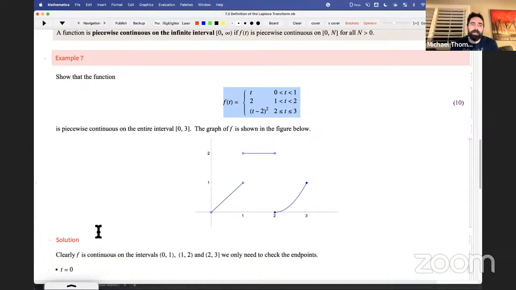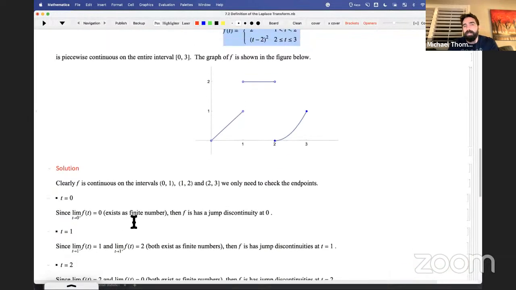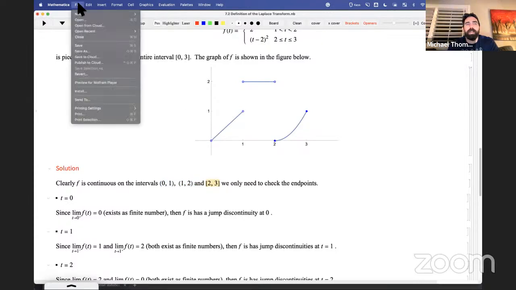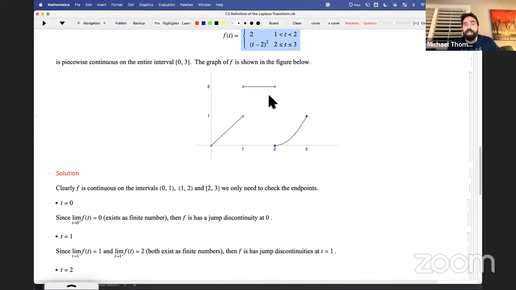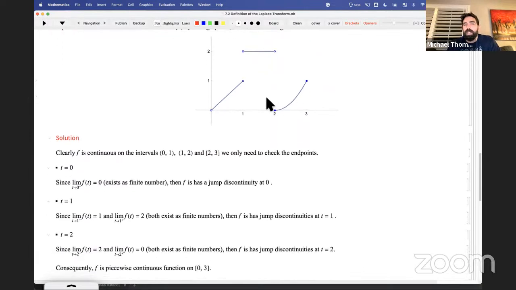All right. So if you look at the graph, clearly we don't have any issues in the middle, right? 0 to 1 is continuous, 1 to 2 is continuous, and 2 to 3 is continuous, including that endpoint over there. Oh, I should put this one in too. Okay, and we can even see it in the functions, right? They're all continuous inside of those intervals. So what we need to do is check the endpoints though.